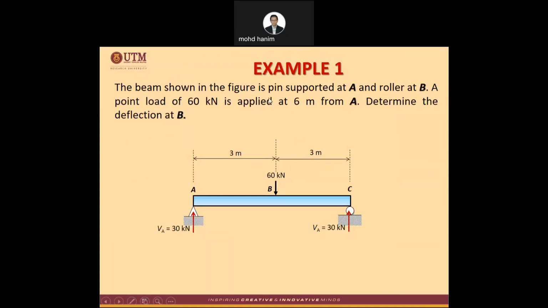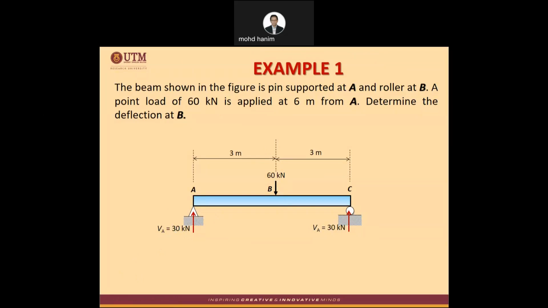The beam shown in the figure is pin supported at A and roller supported at B. A point load of 60 kilonewton is applied at 6 meters, in the middle of the beam from A. Determine the deflection at B, or the maximum deflection in this case, because it is symmetrical. For this symmetrical type, we can just calculate the reaction, dividing 60 by 2, equals 30. Okay, what next?